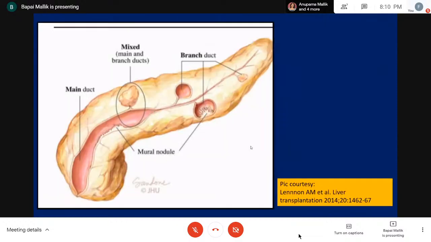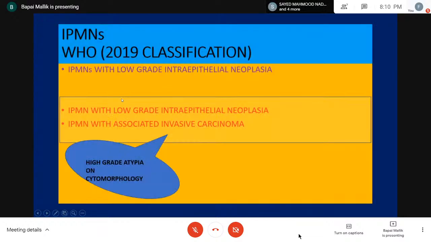So this is a diagram showing the main duct and the branch duct IPMNs and some of the mixed types. Once again, I've made the same mistake because I just used a copy paste of this. It should be high grade intraepithelial neoplasia, not low grade. Sorry about that. This high grade and the ones associated with invasive carcinoma are equivalent to high grade on cytomorphology. Certainly, I'm going to change this before I send you the presentation or the PDF file, Nadeem. So I'm surely going to remember that.